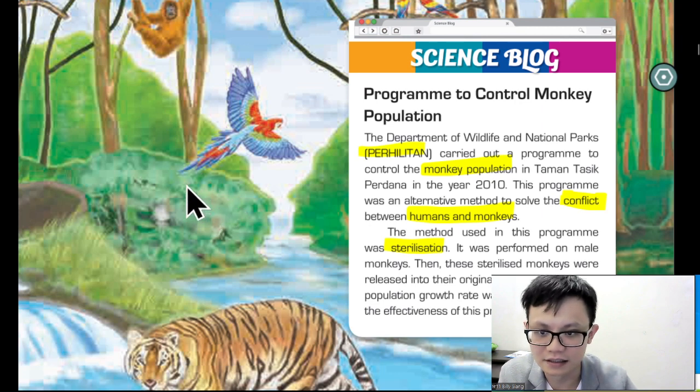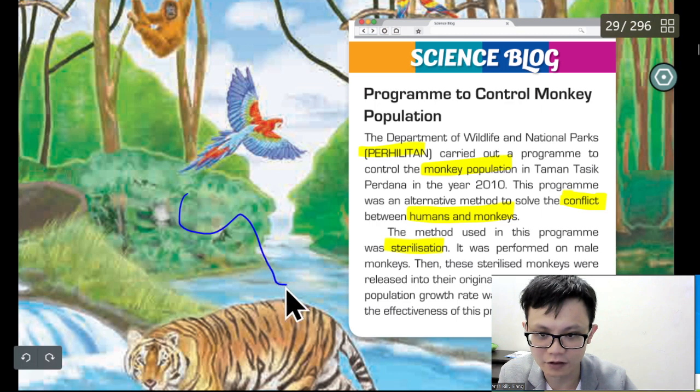This is something we'll learn in a later chapter. Okay, this is the female part, and this is the part that produces sperm.